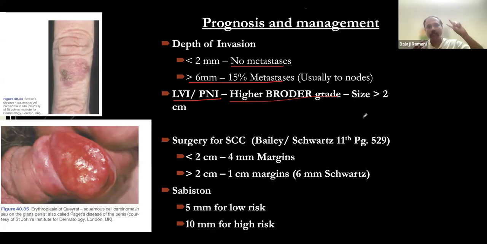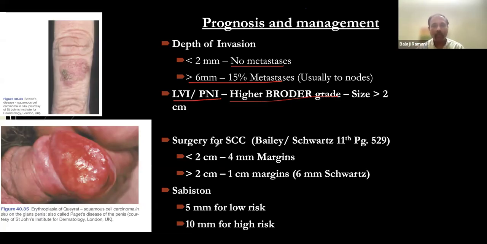So 2 centimeter, 2 millimeter depth, Clark's level 4 and 5, all these you can take. So that is the criteria that you can remember. More than 2 centimeters or more than 2 millimeter depth, and then the mask areas of the face, the eye band area, are high risk. So all these are considered to be high risk areas. Presence of LVI, presence of PNI, presence of immunosuppression, all these make it a high risk lesion.